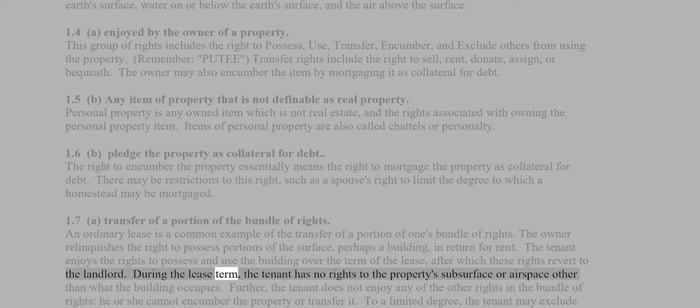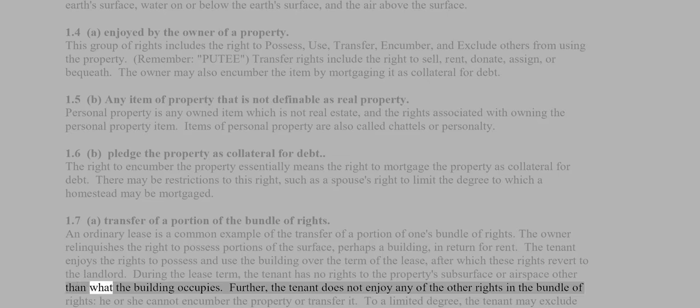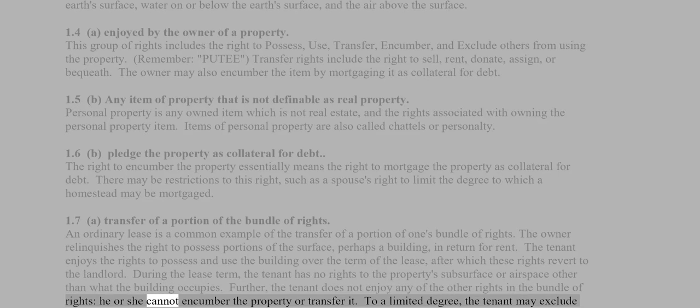During the lease term, the tenant has no rights to the property's subsurface or airspace other than what the building occupies. Further, the tenant does not enjoy any of the other rights in the bundle of rights. He or she cannot encumber the property or transfer it. To a limited degree, the tenant may exclude persons other than the legal owner from the property.